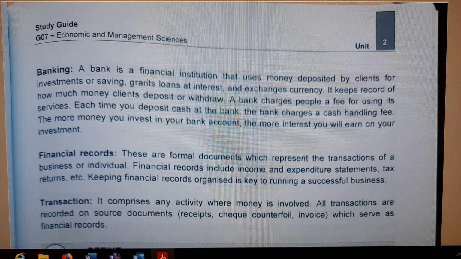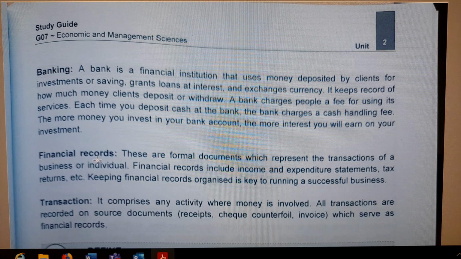So a bank uses the money that is deposited by people as savings or investment or interest, and exchanges currency. They also keep a record of how much each client has deposited or withdrawn. So each time you deposit cash, the bank will charge you a fee. Even when you withdraw, the bank will charge you a fee.